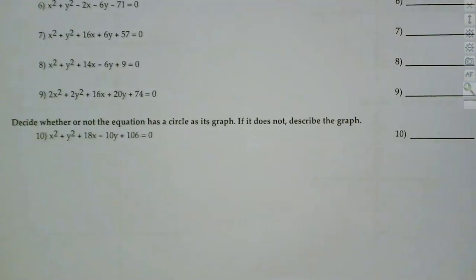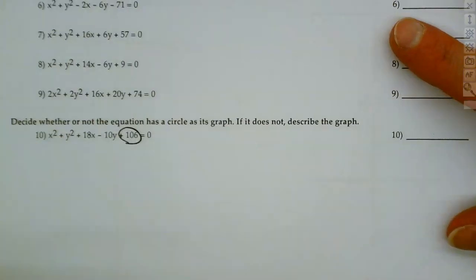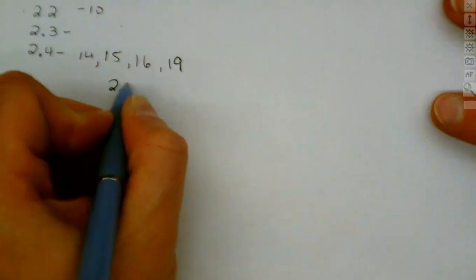is circles. So we have an equation, and we need to see if this is a circle or not. So the first thing I'm going to do is move this 106 over. So I'm going to rewrite this one, and this is 2.2.